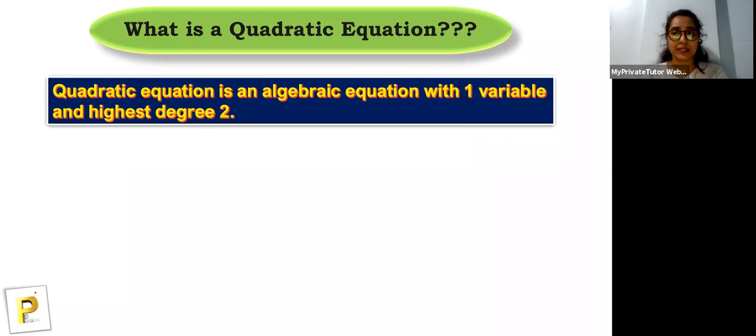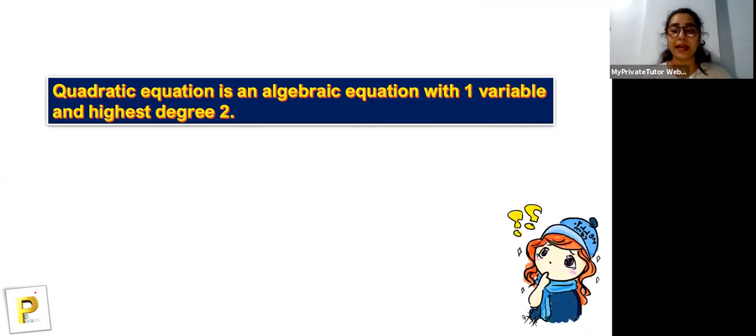A quadratic equation is an algebraic equation with, now first of all I'll tell you what an equation is. Equation means a polynomial with an equal to sign. If there is no equal to sign, it is considered to be an algebraic expression. Get it very clear in your head. Algebraic expressions do not have an equal to sign, and algebraic equations have an equal to sign. That's the difference between both of these. So a quadratic equation is an algebraic equation with one variable and highest degree as 2.